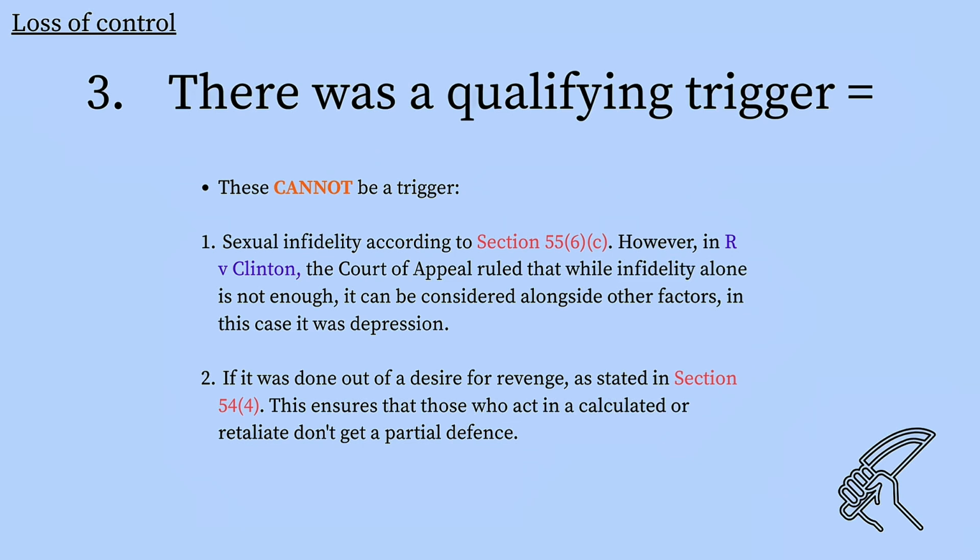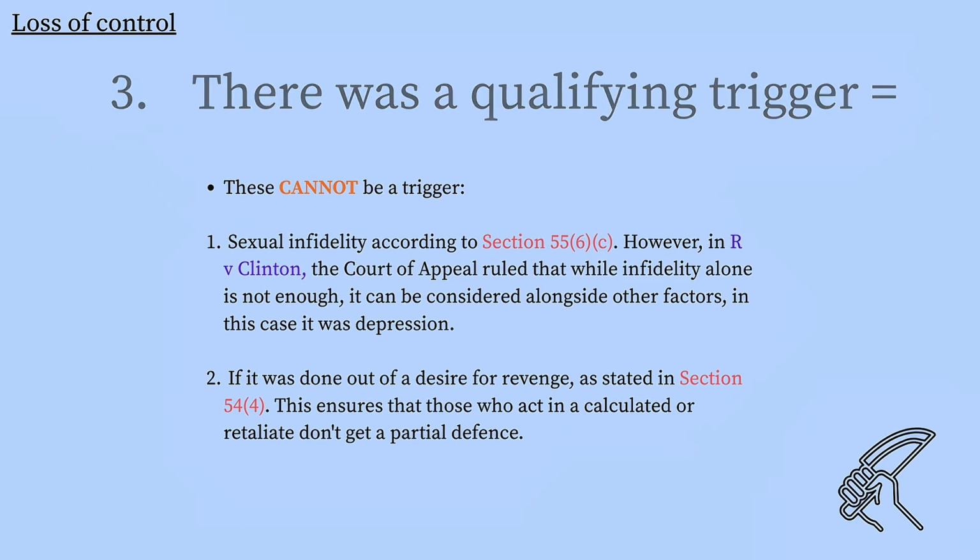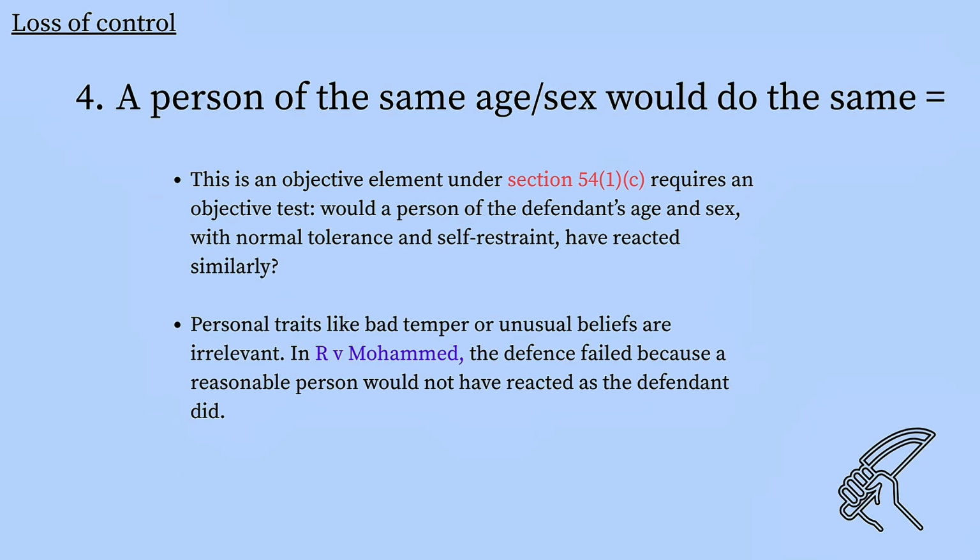Second, if it was done out of a desire for revenge, as stated in Section 54. This just ensures that people who act in a calculated way or people that retaliate don't get the defence because it wouldn't be fair. So next, the person of the same age or sex would do the same.